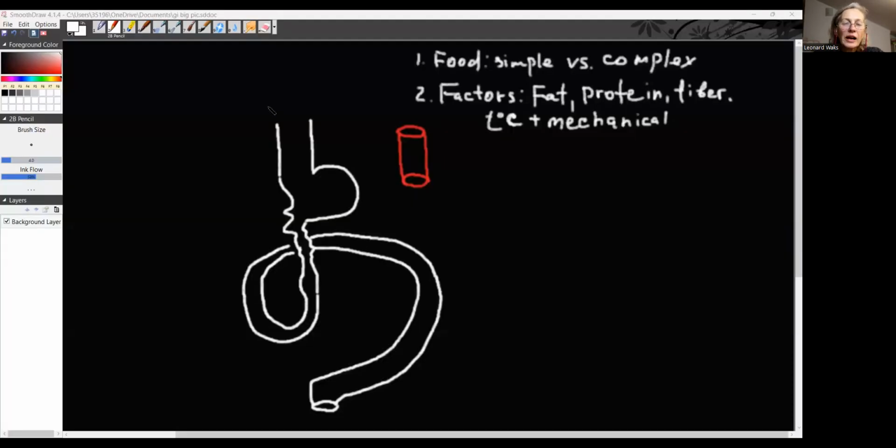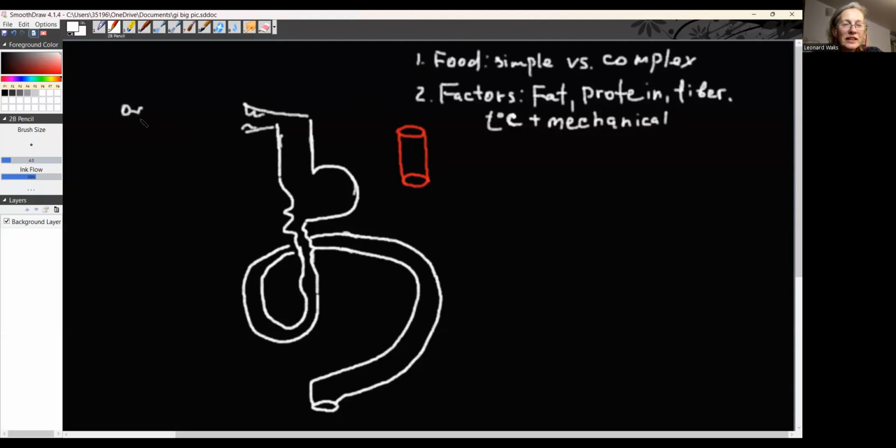As always, I already pre-drew my favorite picture of the digestive tract. This is the mouth with the teeth, esophagus. This is the stomach, small intestine, large intestine. This red is our bloodstream. Let's start with point number one, food, simple and complex carbohydrates.